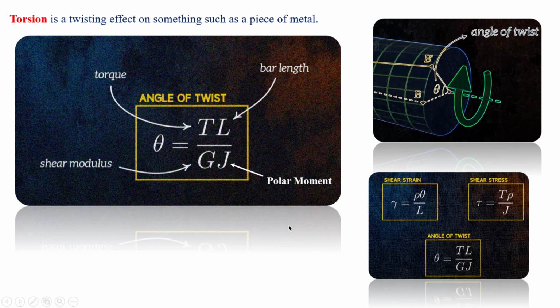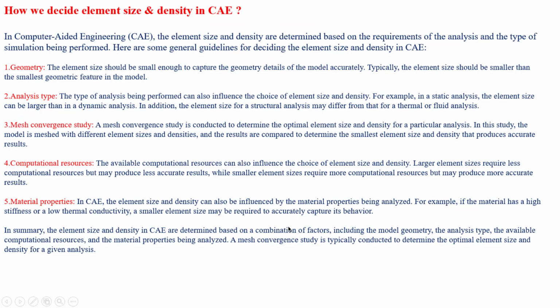Remember this. Next question comes into account: how do we decide the element size and density? Definitely, for sure, this question will come. Let's say you have a model, so what kind of element are you going to consider? They'll ask, so how are we going to respond? You need to remember the five main things. One is the geometry. You need to consider whether it is small or big, or whether it is a surface or a shell. Depending upon that, we need to select the elements.